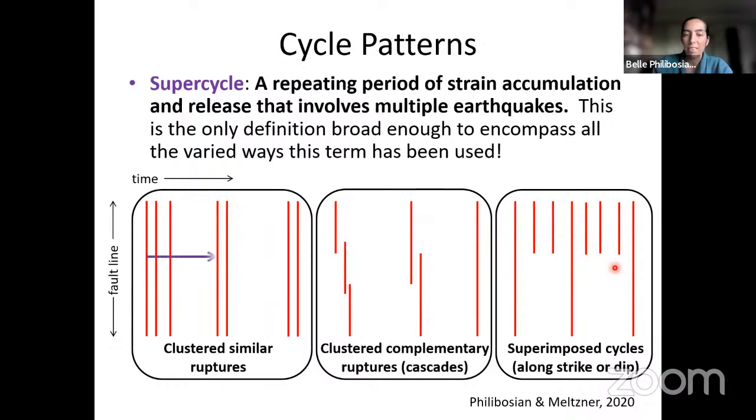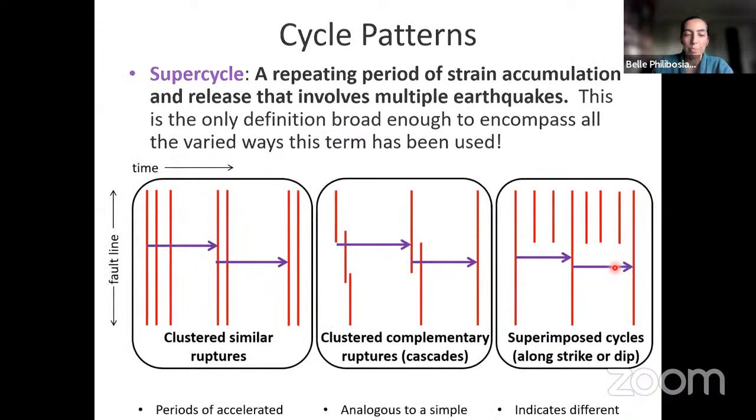Now, all of these have been described as supercycles, indicated by the purple arrows. Those are those longer periods of strain accumulation and release. But as we can see, each of these actually has pretty different implications, both for the hazard and for the fault mechanics that are underlying them.